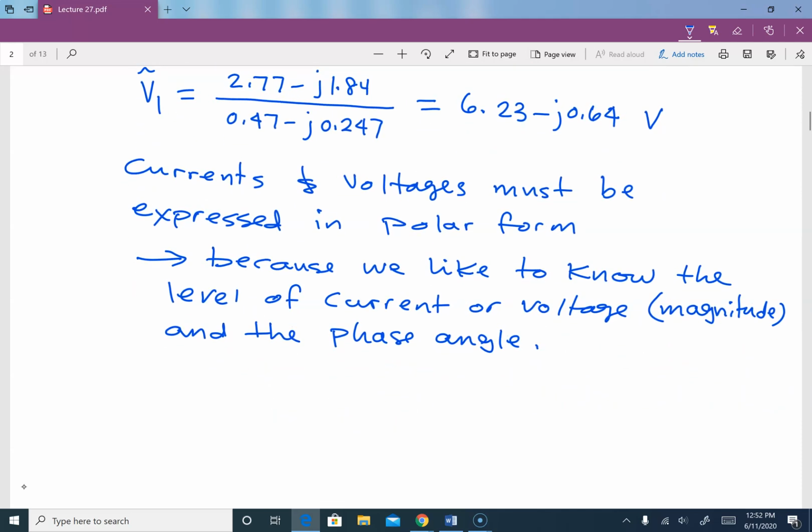Okay, so now V1, I have it in rectangular form. We can convert that to polar form, and when we convert it to polar form, that will be 6.26 with angle negative 5.87 degrees, and that is volts.